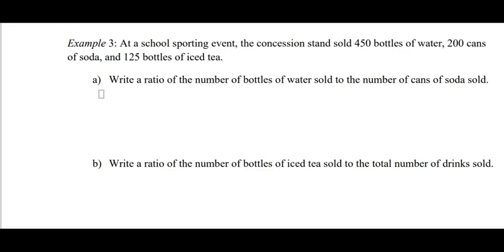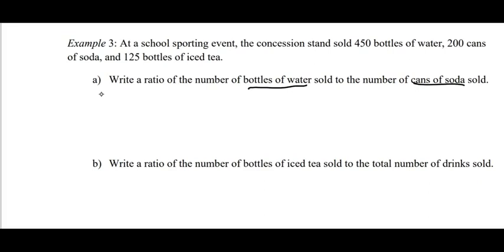So example number 3. At a school sporting event, the concession stand sold 450 bottles of water, 200 cans of soda, and 125 bottles of iced tea. Write a ratio of the number of bottles of water sold to the number of cans of soda. Okay. So bottles of water to cans of soda.